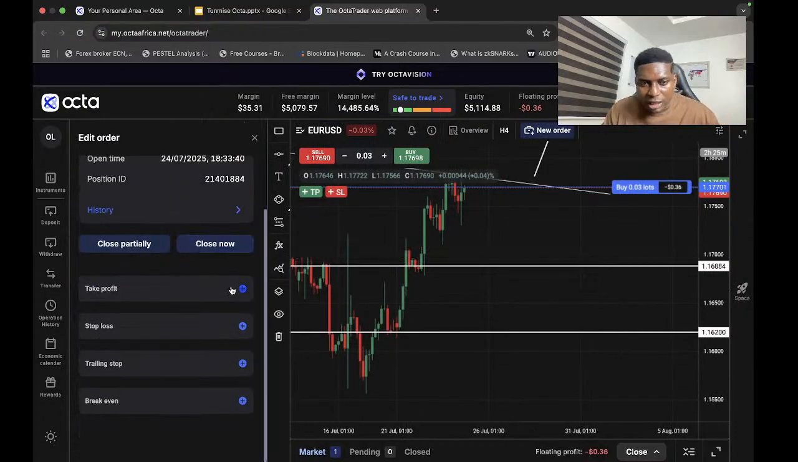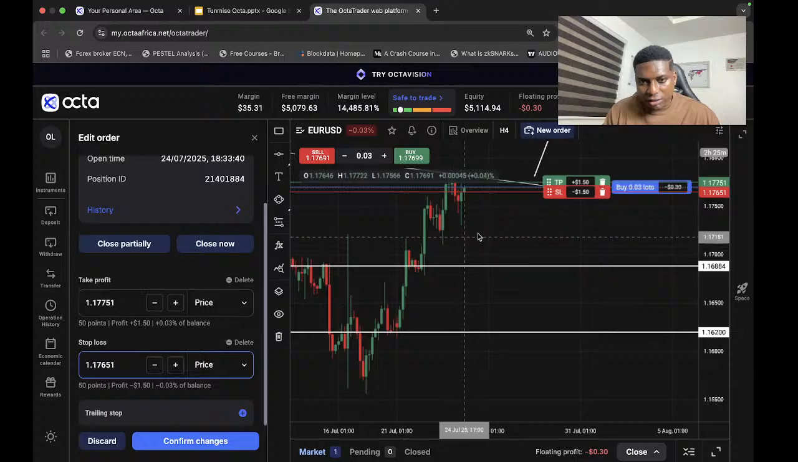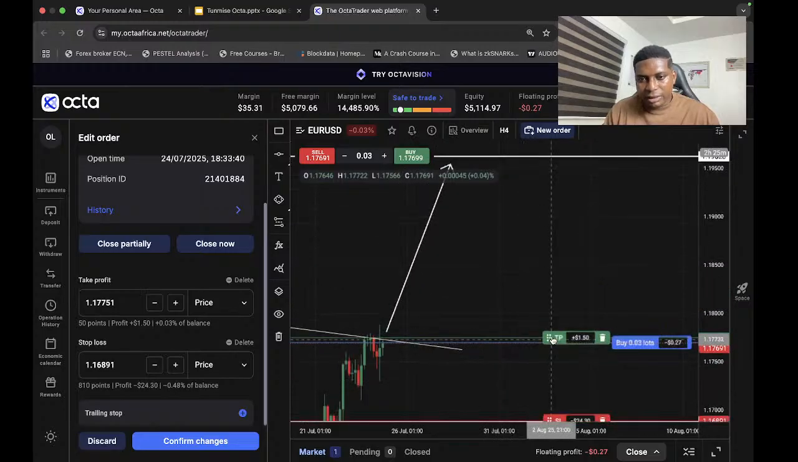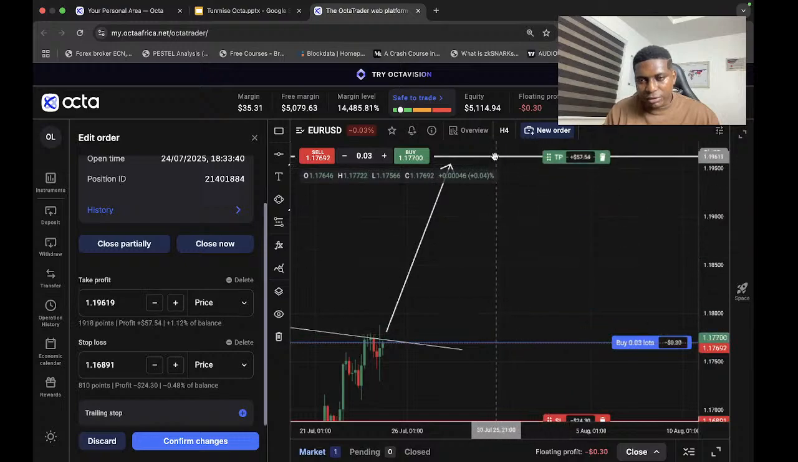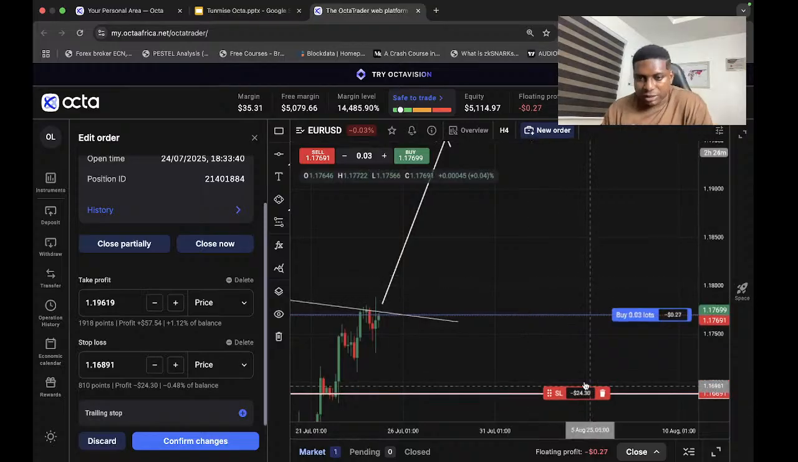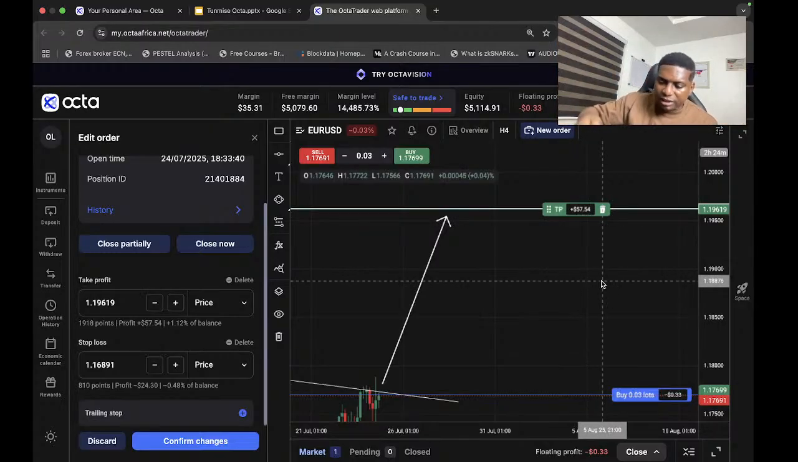Good. So I want to set in my take profit level, and I want to set in my stop loss level. Once I do that, I drag my stop loss level here, and drag my take profit level here. Fantastic. Now you can see that I'm willing to risk $24 in order to make $57. And that is worth it because your risk should be 2:1. So you are risking a ratio of one to win a ratio of two.